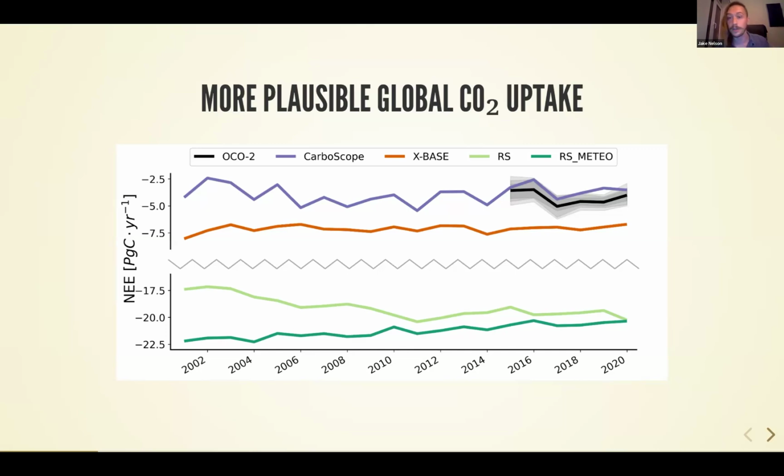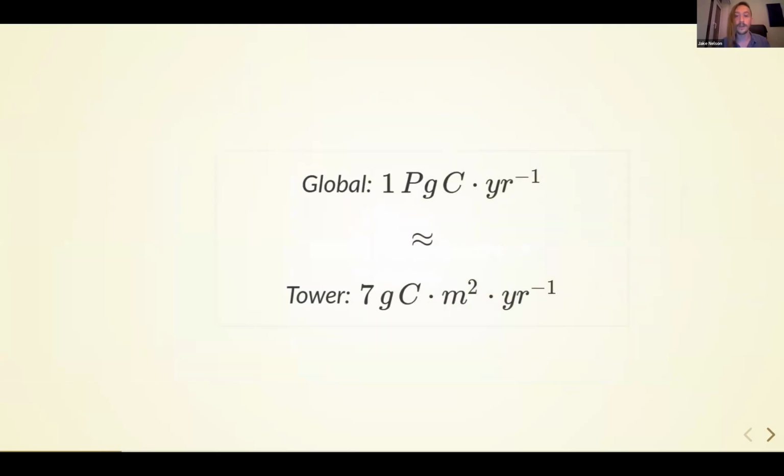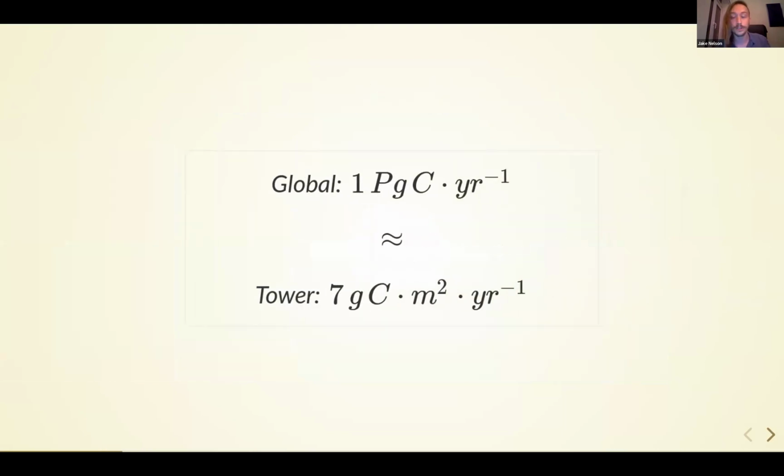To drive that point home, under our system, a global change of 1 petagram carbon per year of integrated NEE is roughly equivalent to 7 grams per meter squared per year at the tower level. This really goes to show how far the techniques, the community knowledge, the processing chains, everything has improved over 10, 15 years, which is quite the achievement, I would say.